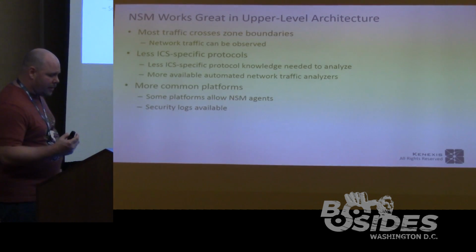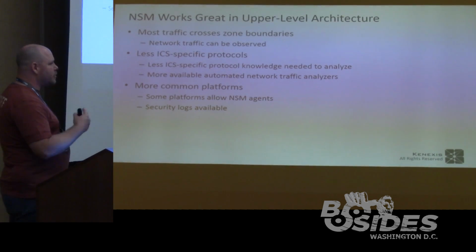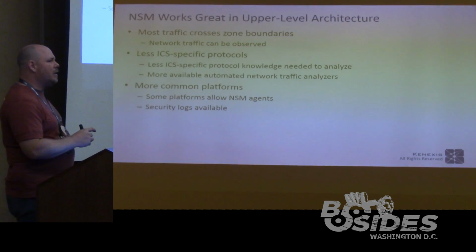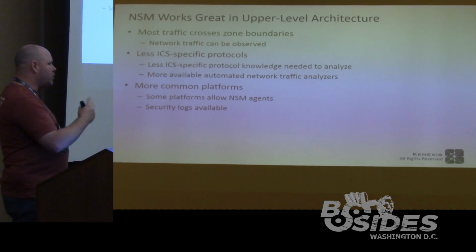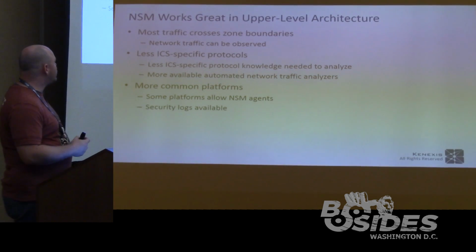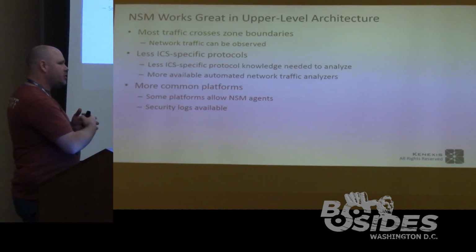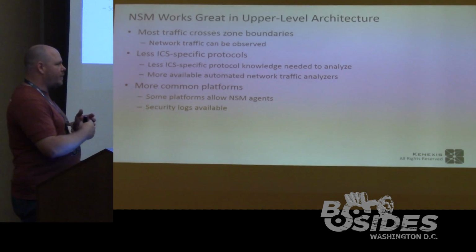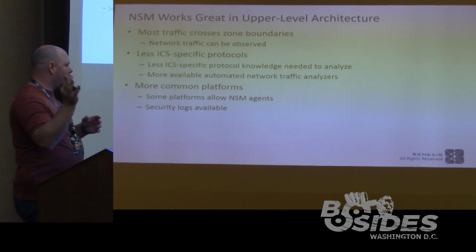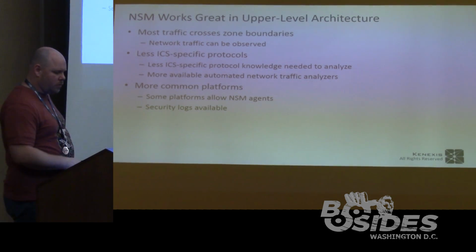So as I said, most of the network traffic crosses common boundaries. You can actually observe it with your actual NSM sensors that you can put in line. You can put taps in there and actually pull things off. You're not dealing with as many ICS protocols, so there's more automated traffic analysis, so you don't have to do as much by hand. You don't have to have an engineer actually sitting there looking at it. You can get Splunk or whatever product you choose to use can do a lot of that analysis for you.